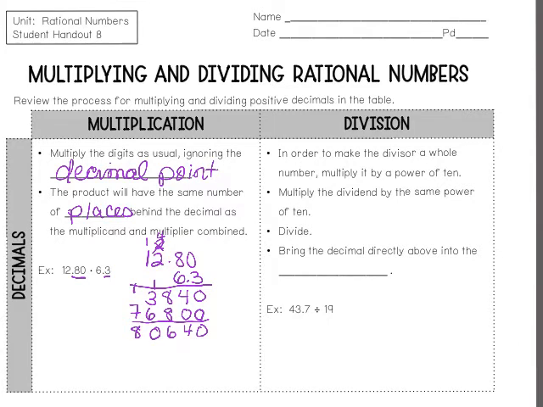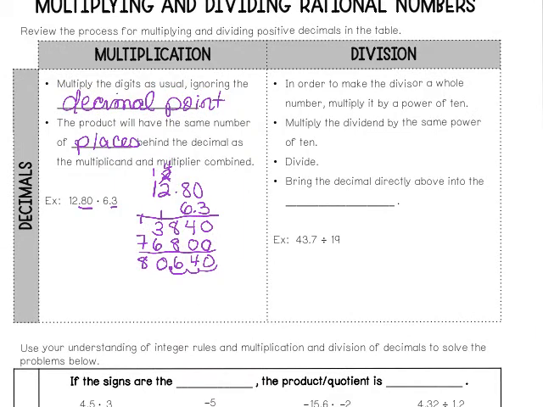Now I have to count 3 places to put my decimal point. 1, 2, 3. So my final answer here is 80.640.